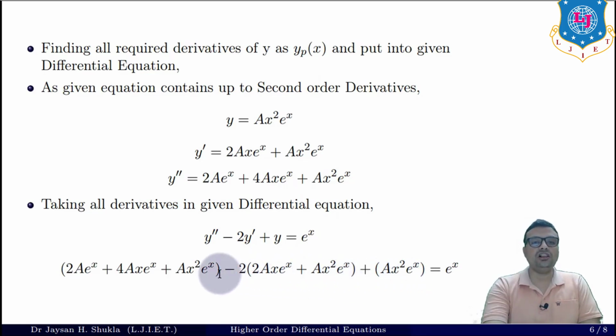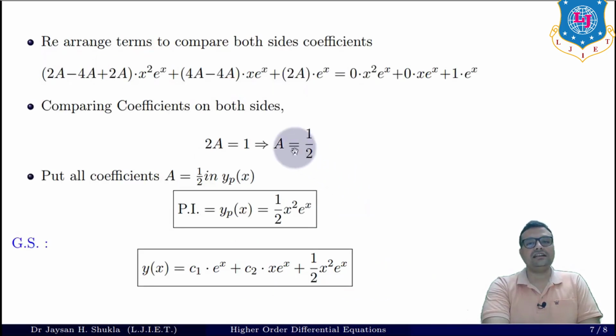So combining all these coefficients of x square e raised to x, x e raised to x, and e raised to x on the left hand side, and writing on the right hand side exactly the same components with coefficients accordingly, like 0, 0 and 1. Now, once we compare both sides, we will get, see here, 2a minus 4a plus 2a, so it is 0. If the coefficient is 0, this part must be 0. This will help you to cross check whether your simplification is correct or not. This part is 0, so eventually you receive the answer 0.